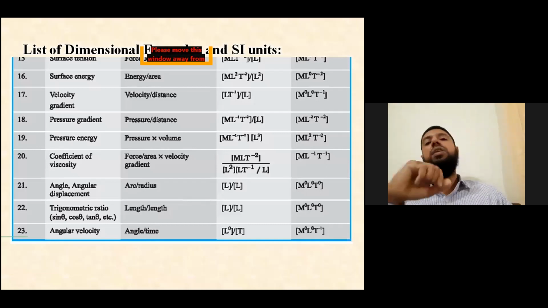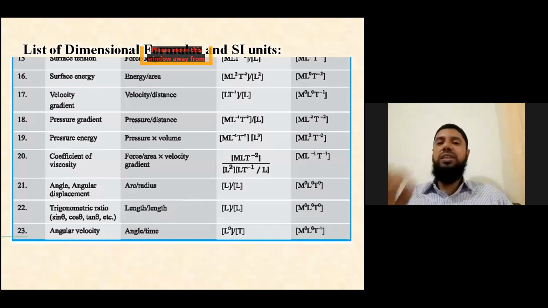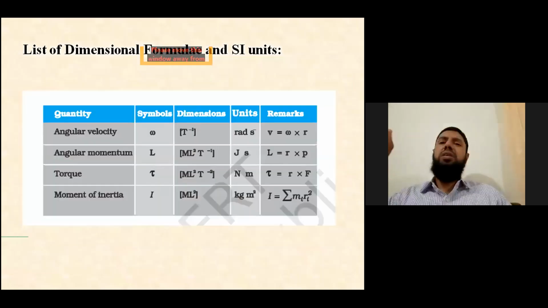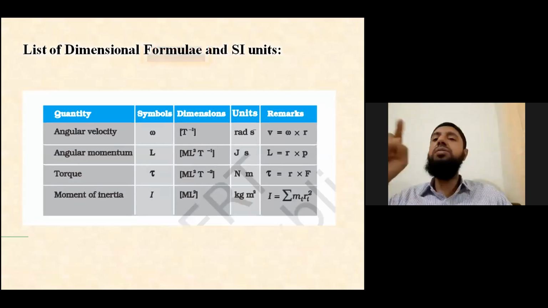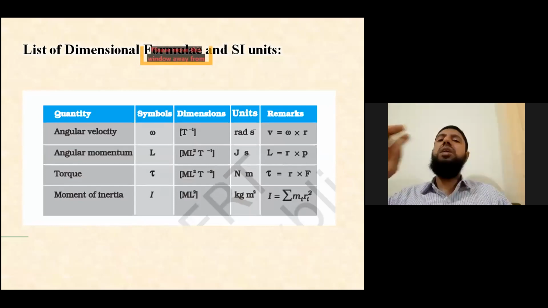Use that tabular column. For example, I have presented a couple of tabular columns here. This is one tabular column from one text, taken from the chapter Rotational motion. This tabular column is in your textbook, don't search anywhere else. You will get everything in your NCERT textbook. Okay, just make a note of these tabular columns.